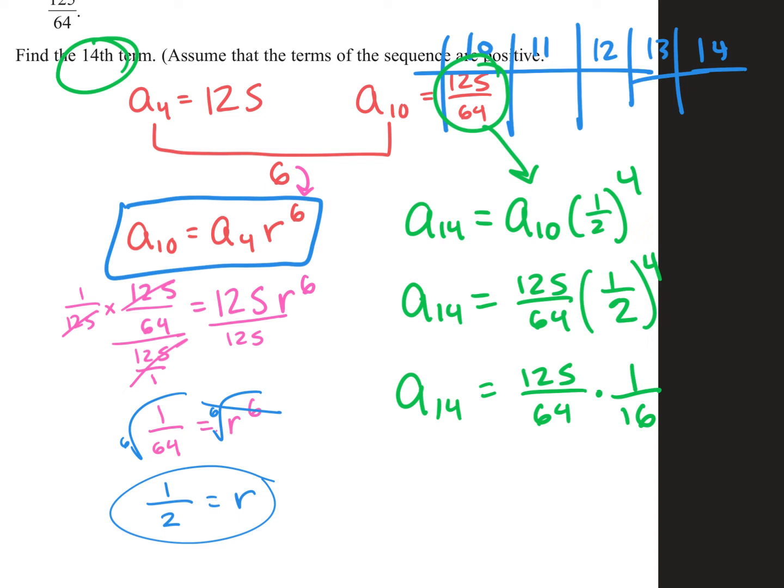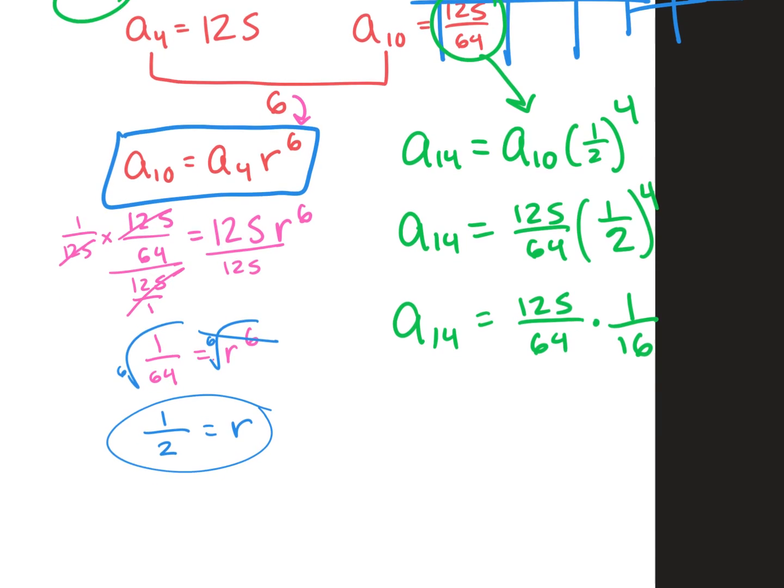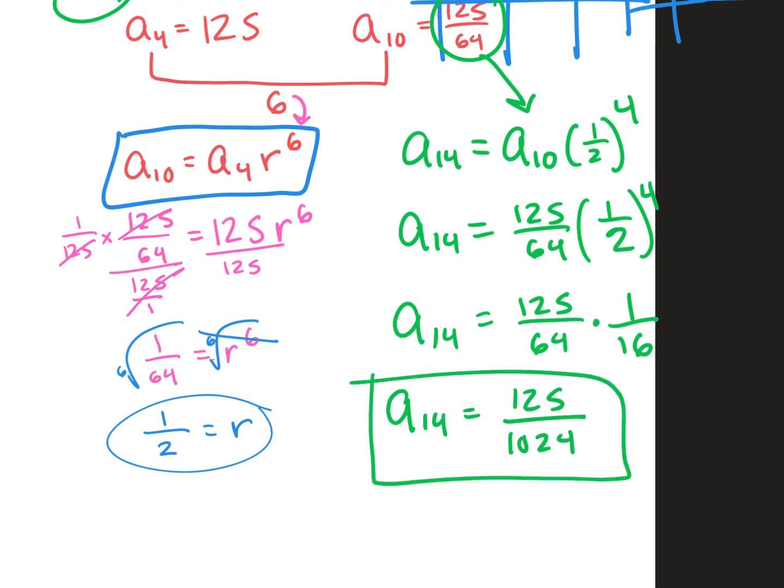And then how do I multiply fractions? Just multiply straight across. So 125 over 64 times 16, which is 1024. So this is our 14th term.